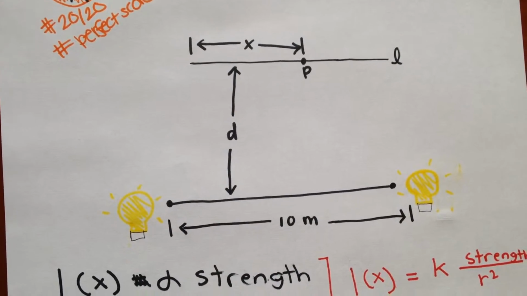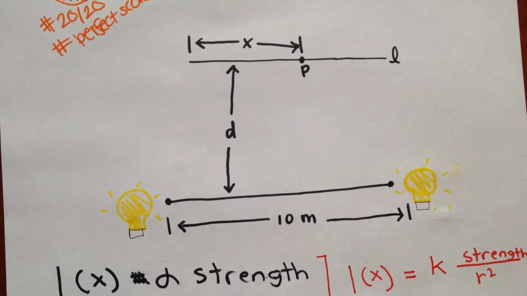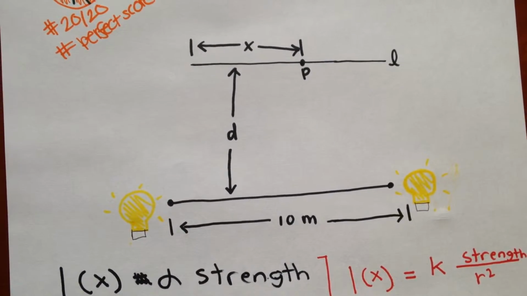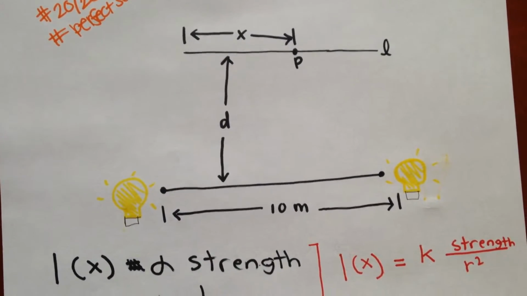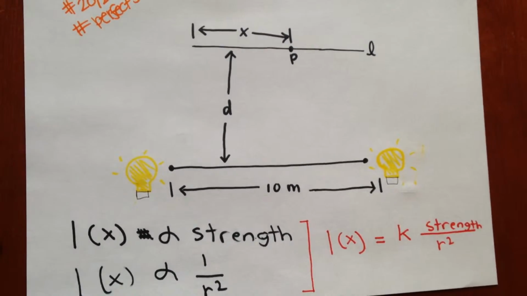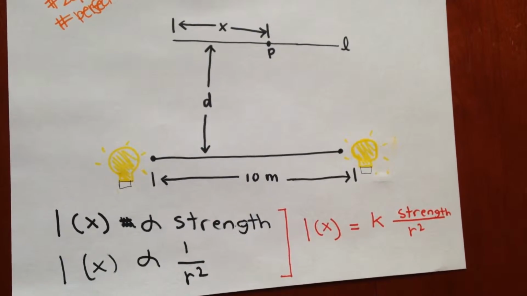We want to locate P on the line L so that the intensity of the illumination is minimized. We need to use the fact that the intensity of the illumination for a single source is directly proportional to the strength of the source and inversely proportional to the square of the distance from the source.